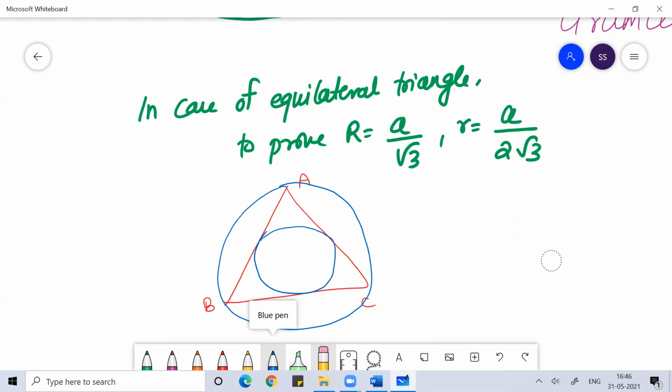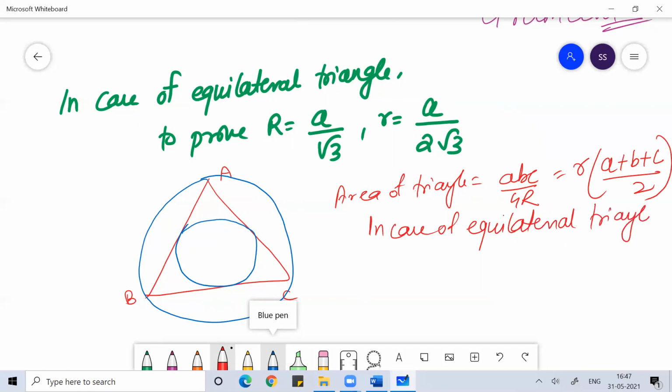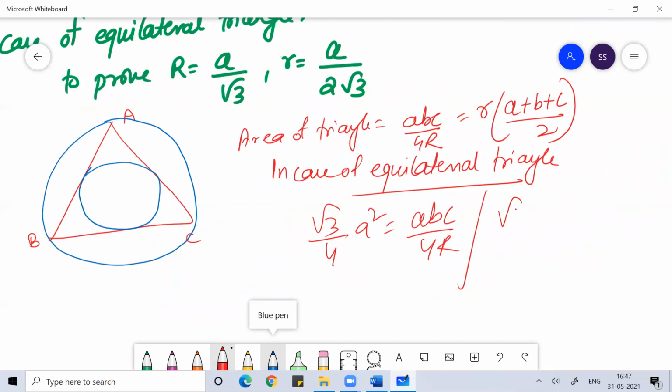So you know the formula for the area of a triangle: ABC by 4R. You also know the area of a triangle formula is r into (A plus B plus C) by 2, the semi-perimeter. Already I discussed these formulas. In case of an equilateral triangle, the formula of area is root 3 by 4 a square. So you can equate this with ABC by 4R, and then write the same thing as root 3 by 4 a square is r into (a plus b plus c) by 2. Can you understand?